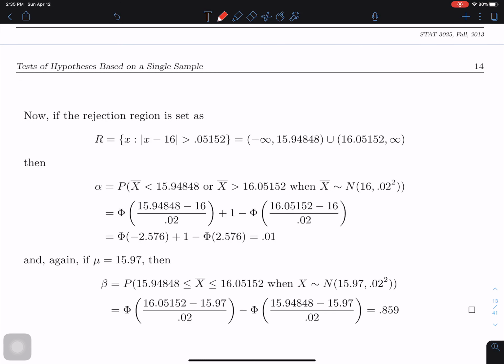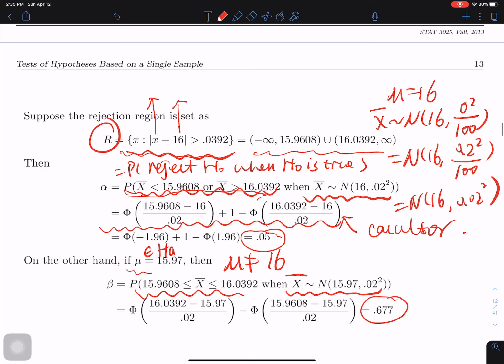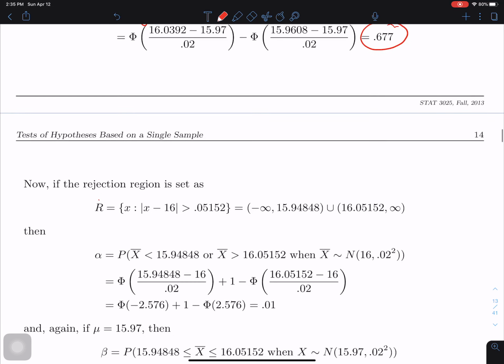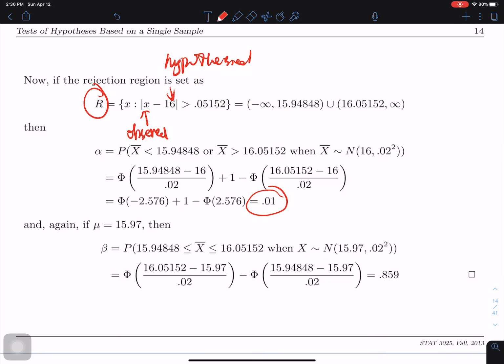Now, if we set a different rejection region, okay, all of the calculation before is based on this rejection region. Now, if we change our rejection region a little bit, we change the criteria, okay? We set the rejection region to be: if the difference between the observed value and the hypothesized value is greater than 0.05152, then we reject the null hypothesis. And this will result in a smaller alpha, a smaller type 1 error, right? So this type 1 error is 0.01.